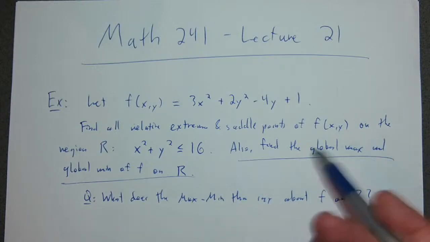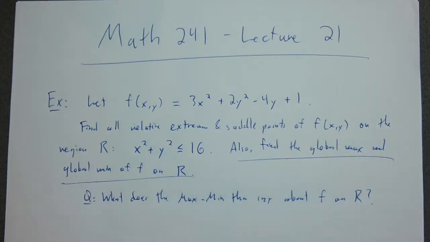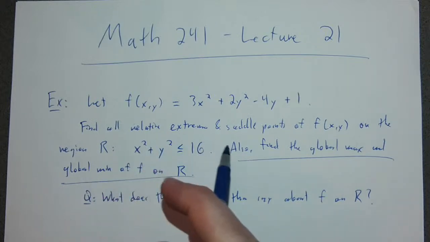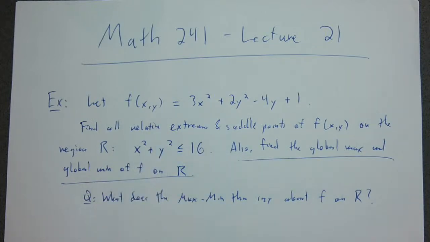It could happen that the function in question doesn't have any relative extrema on the region in question. That could happen. So you're not guaranteed that. You're not guaranteed saddle points. In fact, you're not even guaranteed critical points on a region. But regardless of what it has, it will have a global max and a global min. Where can that global max and global min happen? Well, they can happen either on the boundary, right?